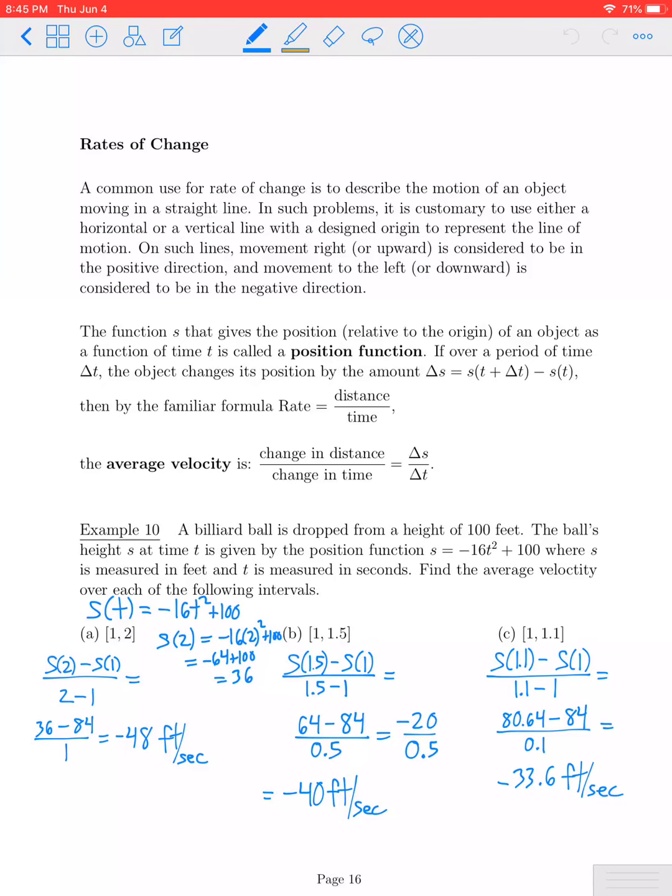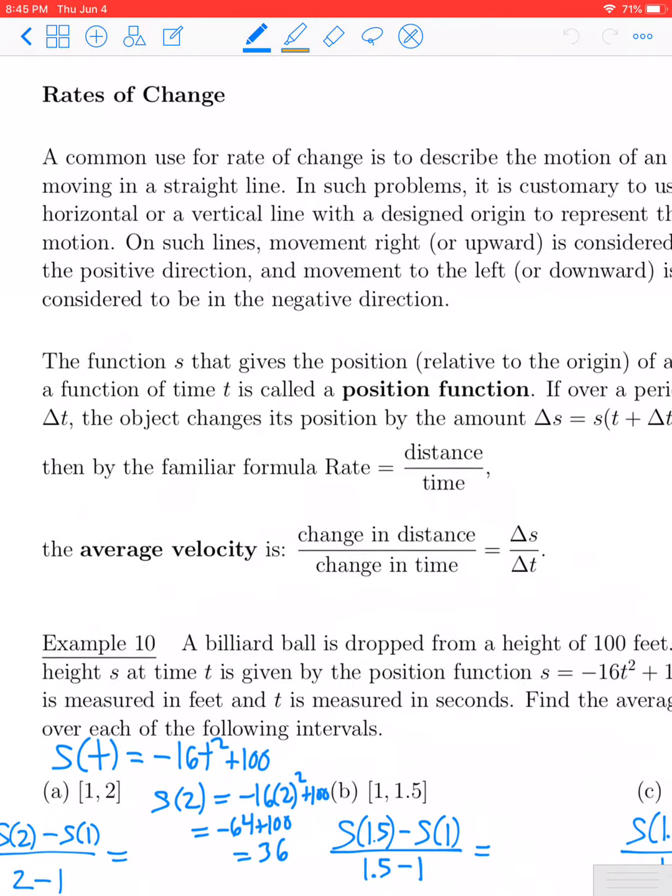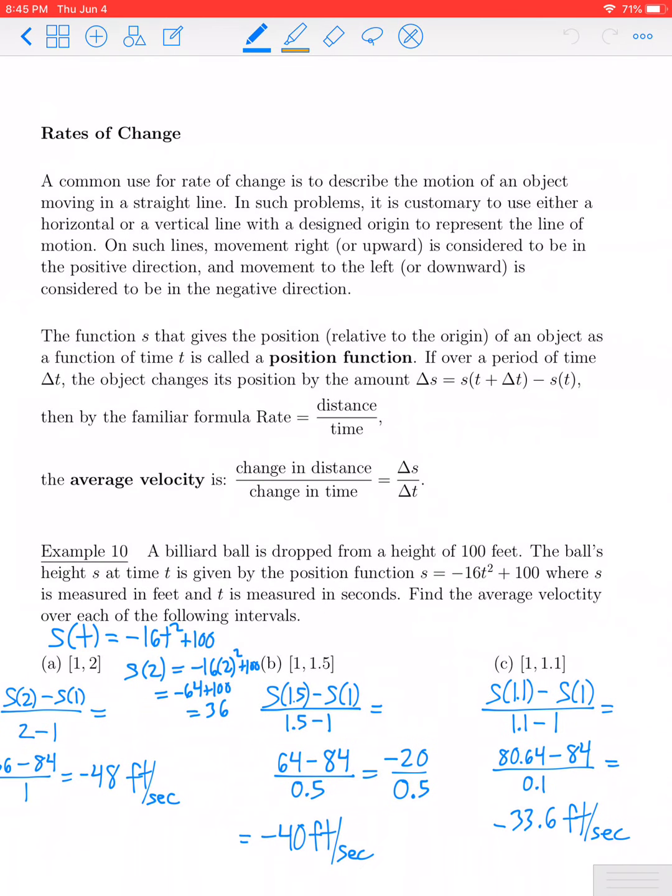The next thing we're going to look at in section 3.2 is rates of change. A common use for rate of change is to describe the motion of an object that moves in a straight line. In such problems, it is customary to use either a horizontal or vertical line with a designated origin to represent the line of motion. On such lines, movement right or upward is considered the positive direction, and going left or downward would be considered the negative direction.